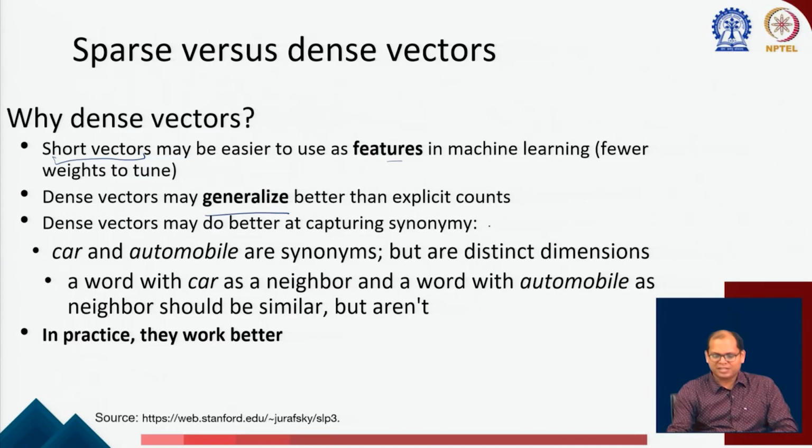So, they are better at capturing synonymy, like the words car and automobile would typically have very similar vectors, while in one hot they would be very different. Right. So, distributional vectors try to take care of this problem, but they still suffer from very large dimensions.